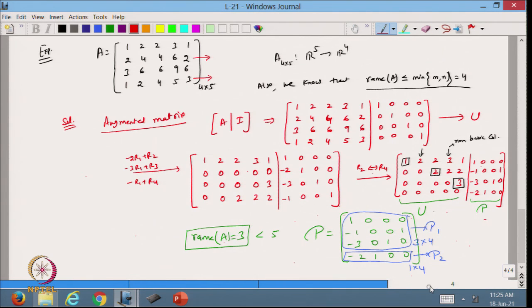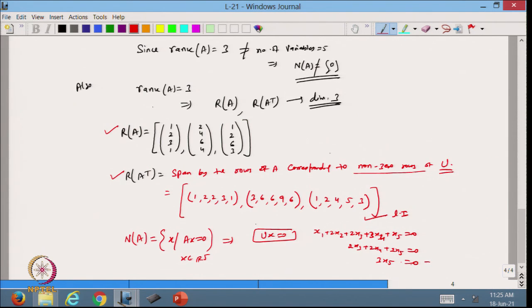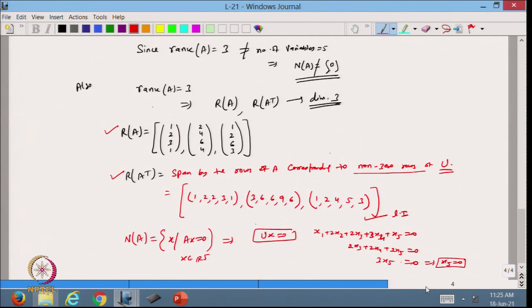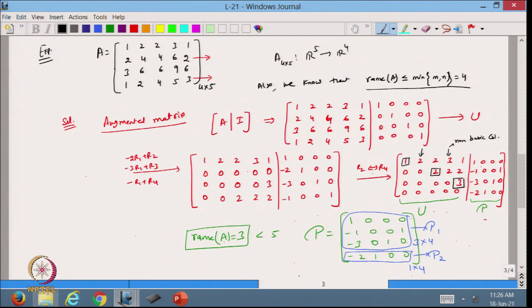Now, from here that gives me that x5 is always going to be 0. Once I get x5 equal to 0, the non-basic columns are x2 and x4. So, I can write from here, I am taking x2 and x4.